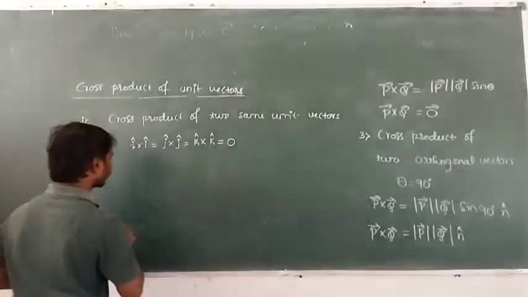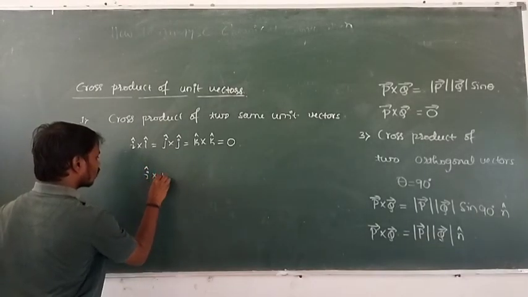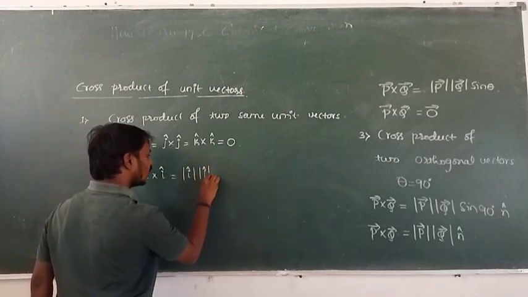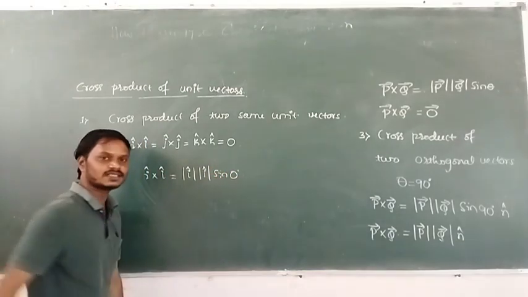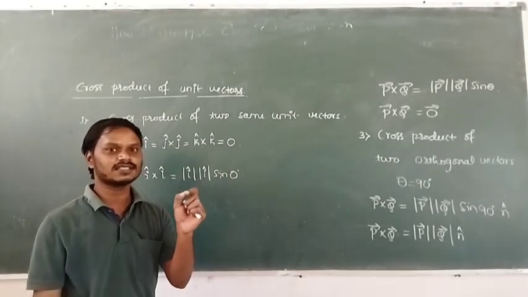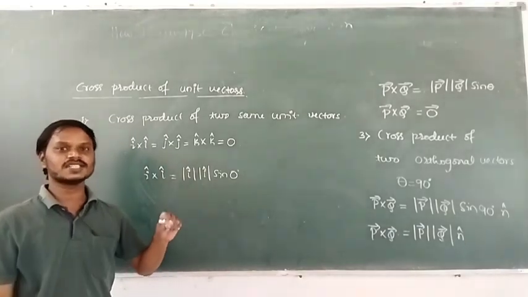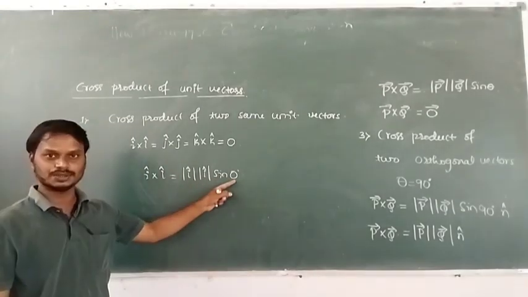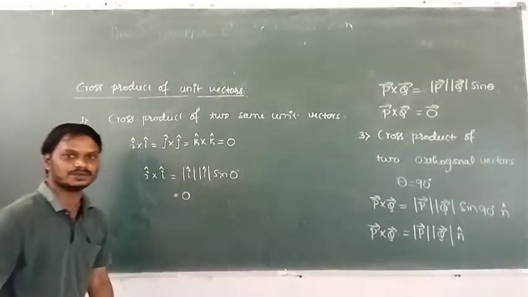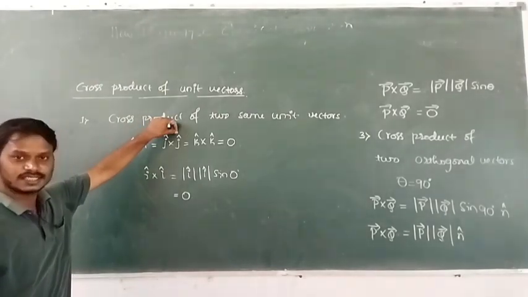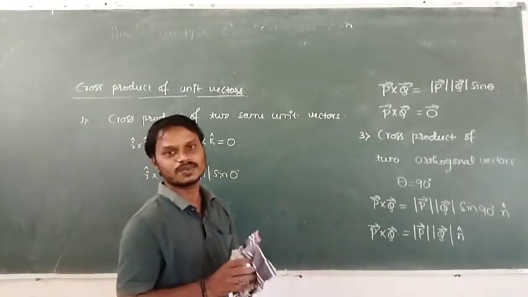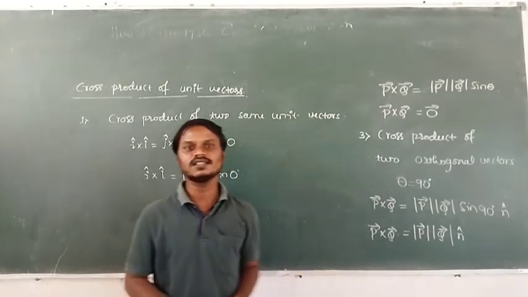Listen. I cross I that is equal to the magnitude of unit vector I into magnitude of unit vector I into sine of 0 degree. Why here 0 degree? Because these two are same vectors, means these two vectors are taken along the which axis? X-axis only. Along the x-axis means the angle between these two vectors can be taken as 0, then sine 0 is 0. Hence the cross product of two same vectors is 0. And similarly J cross J, that is 0, K cross K, that is also 0. So what we have to remember here, the cross product of two same unit vectors is always 0.